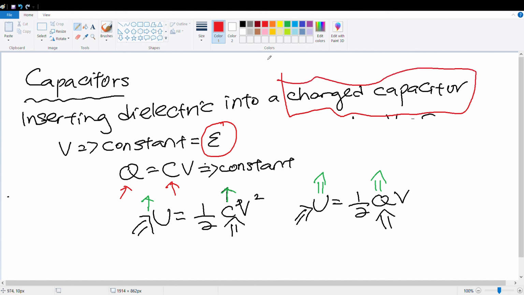To be noted, this is a charged capacitor connected to a battery, and not a charged isolated capacitor. So that's the difference. I hope you understand the concept as I explained just now.